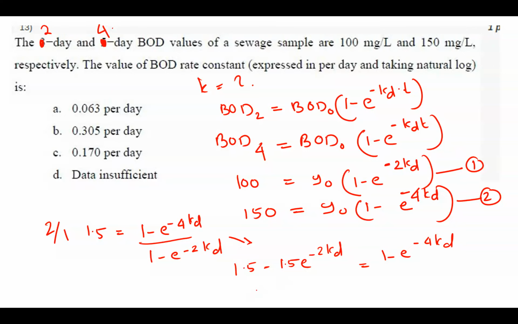Now we make this term positive because we are starting with x square here. So this is e raised to minus 4 kd, then minus 1.5 e raised to minus 2 kd, then 1 minus 1, so then plus 0.5 equal to 0. Till here you reached.